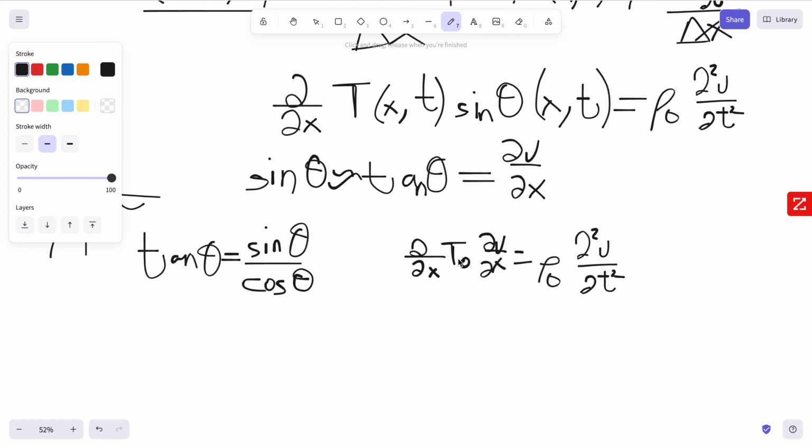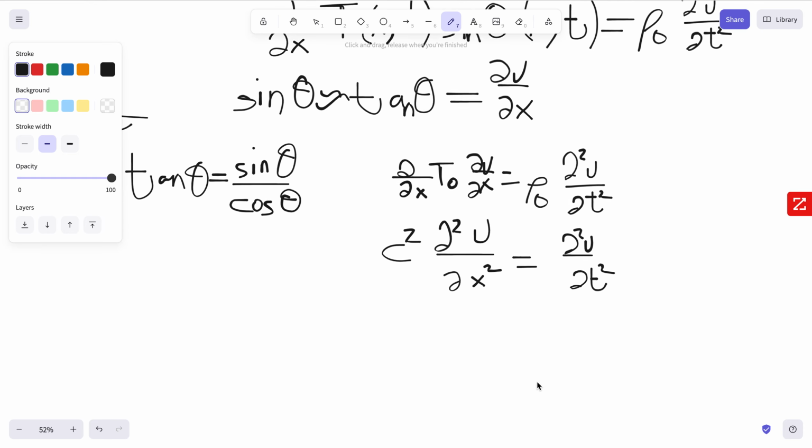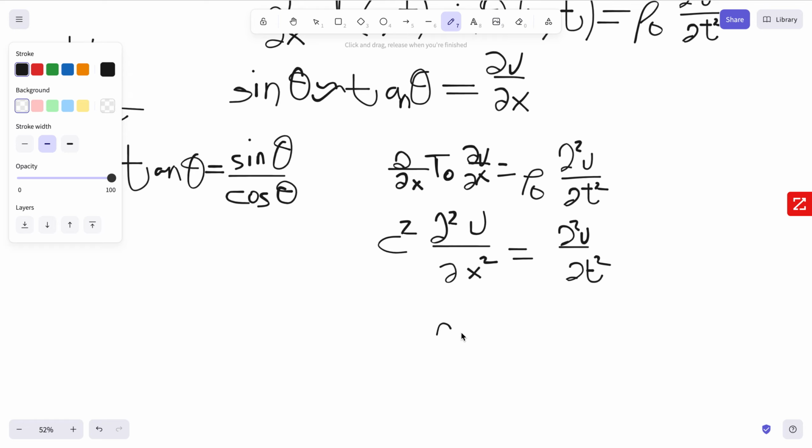And the T naught we can carry outside because we're going to assume it's a constant, and we can divide both sides by rho naught, giving us ∂²u/∂x² times c² is equal to ∂²u/∂t², where c² is equal to T naught over rho naught.